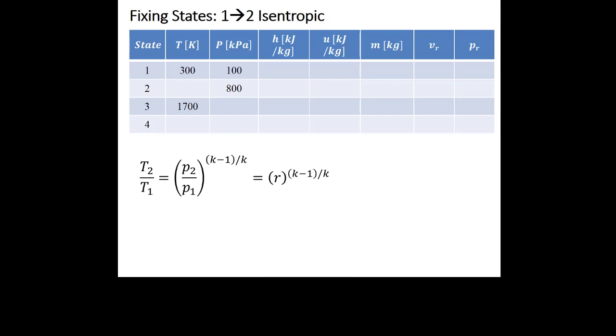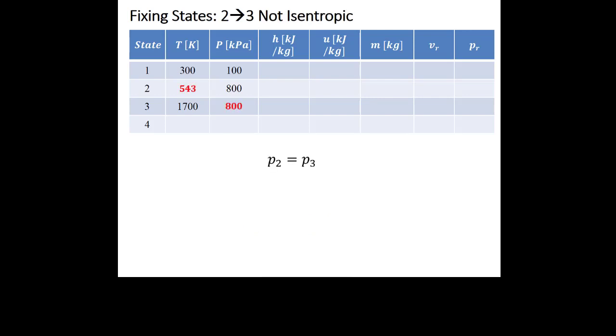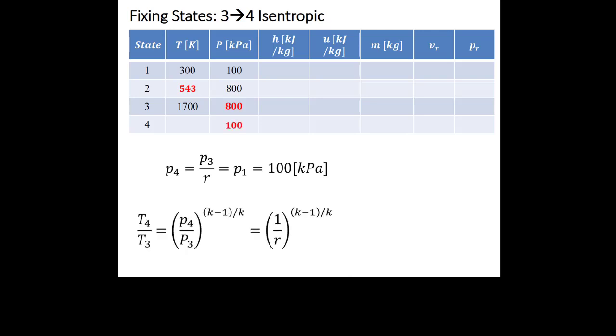But we had this isentropic relationship from state 1 to state 2. So I use that to find T2. State 2 to state 3, the pressure stayed constant. And then I used my isentropic relationship from state 3 to state 4, and knowing the fact that P4 is the same as P1, right?